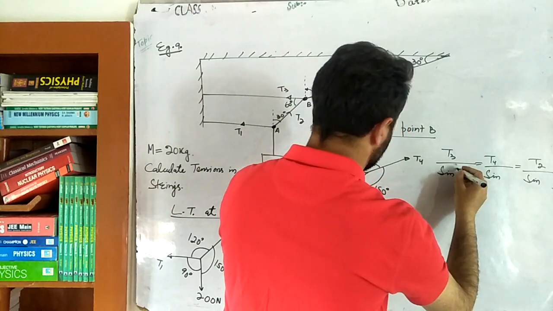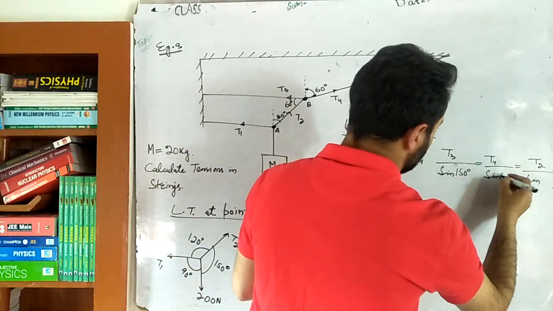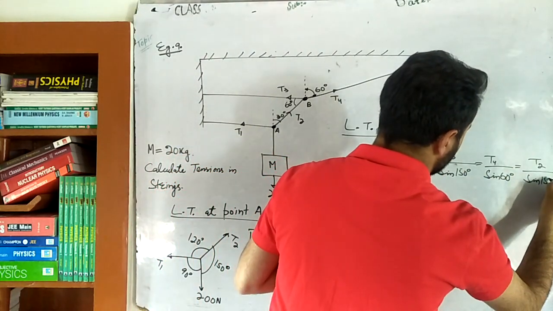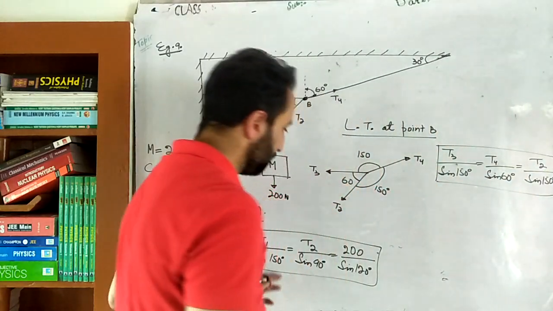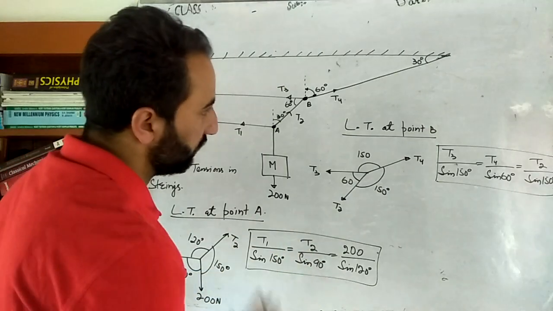So here I will write down what? Sine of 150. And opposite to T4 is sine 60. And opposite to T2 is 150, so here I will write down 150. Okay, so from here you know the value of T2, then calculate T3 and T4. I have written out the equations, then you can do it yourself.